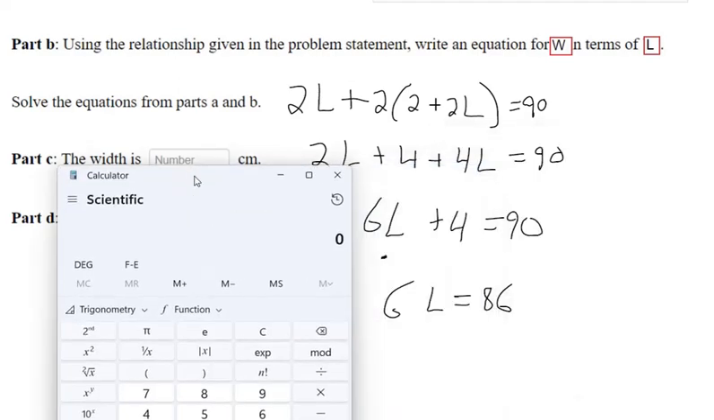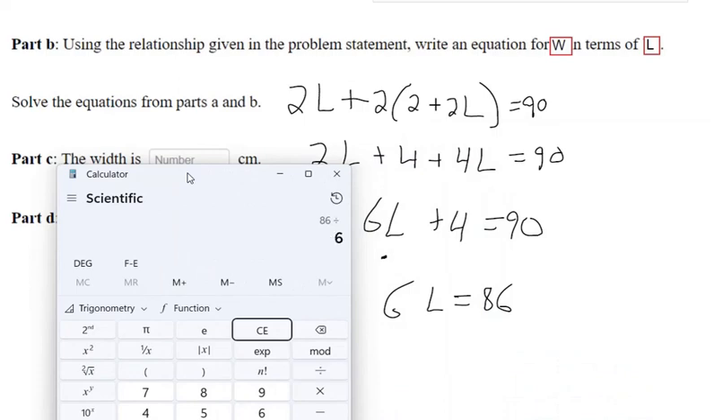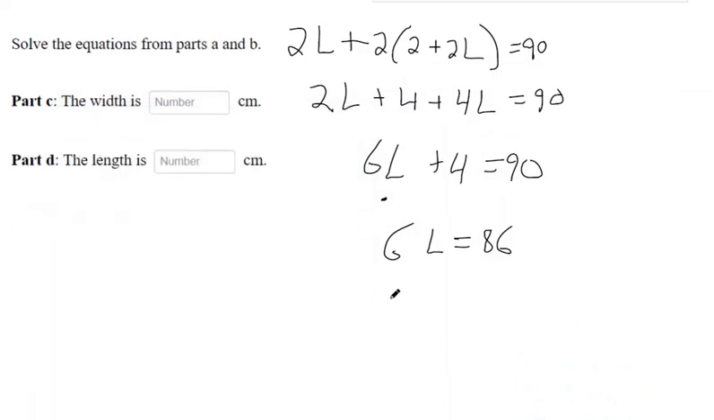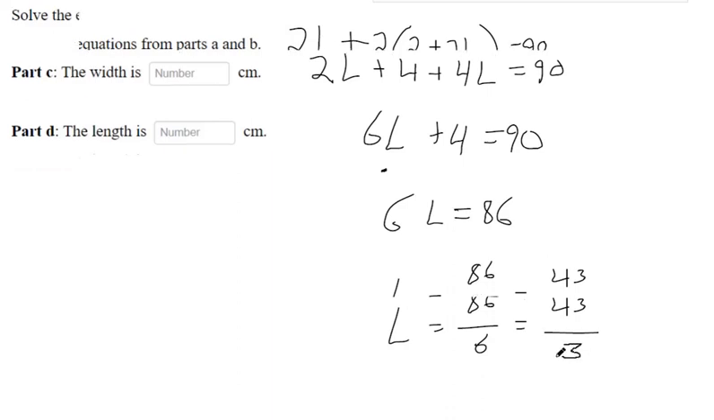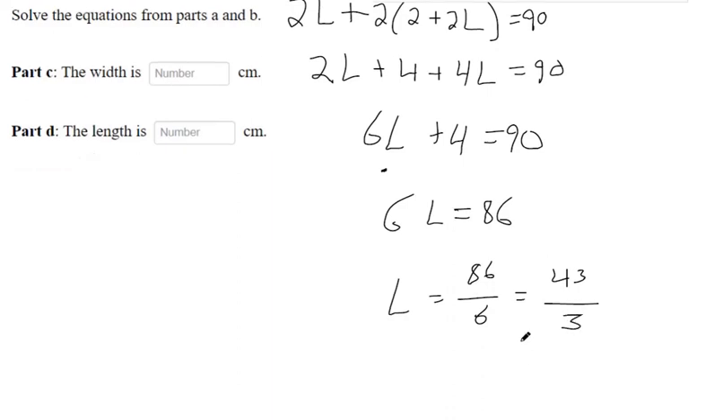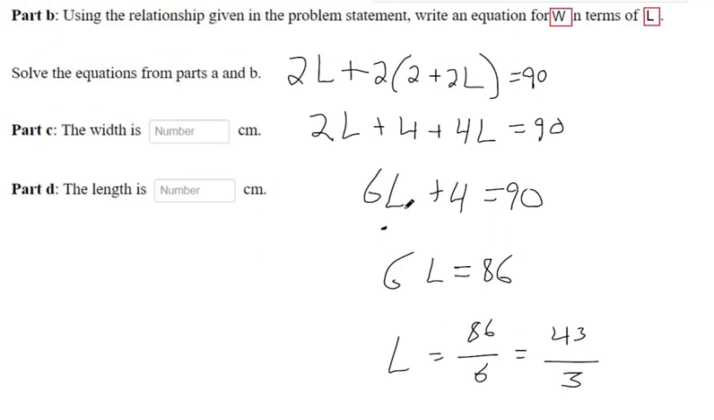So I made this one up. It might have a fraction for an answer. I think it does, yeah. So if I divide 6 from both sides, I'm going to get L is 86 over 6. But the top and the bottom are even, so I'll divide the top by 2 and the bottom by 2. So 43 thirds centimeters would be my answer for my length. You could use a decimal approximation. I think that'd be fine too.